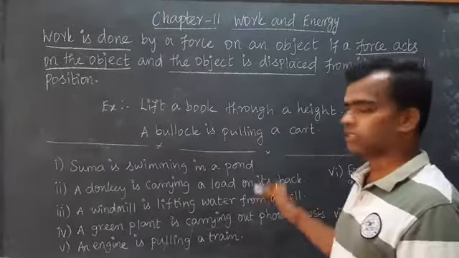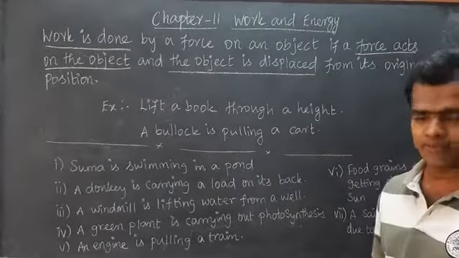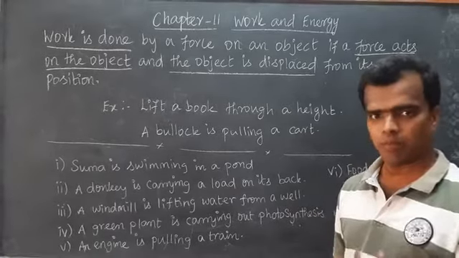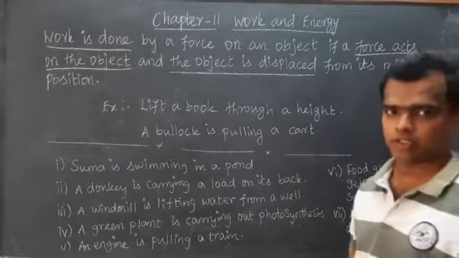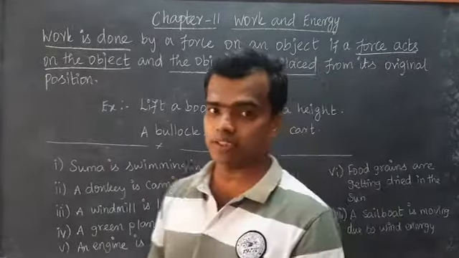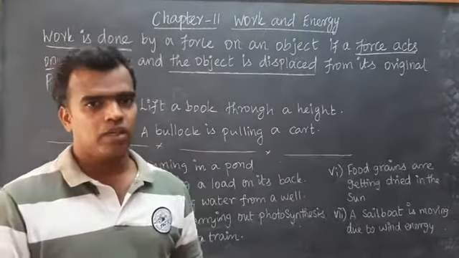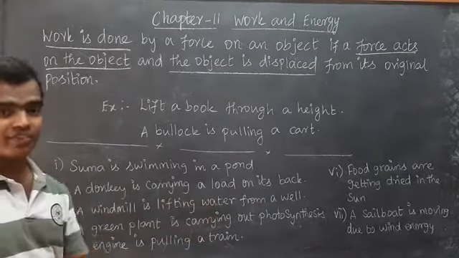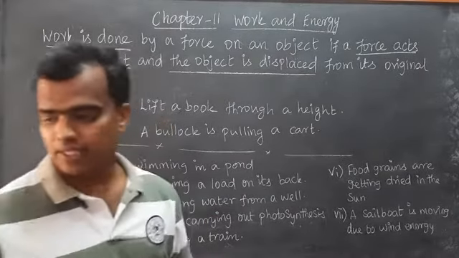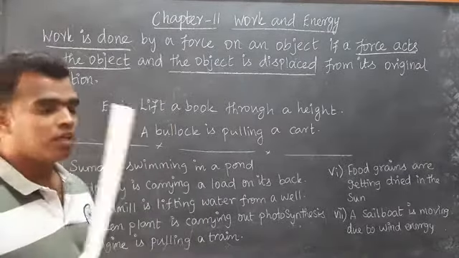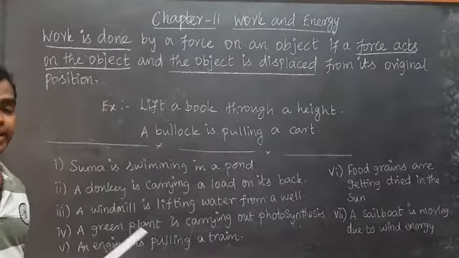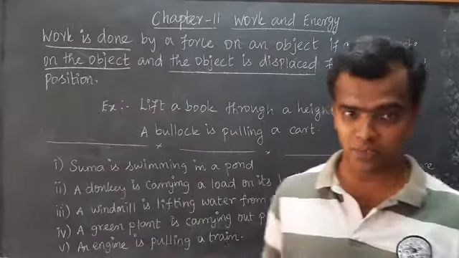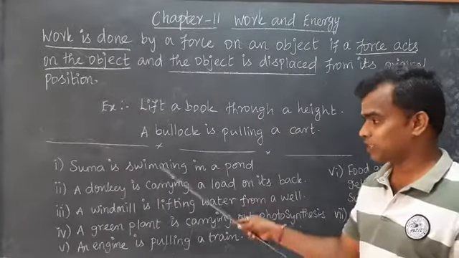Example: lifting your book through a height. The second example: a bullock is pulling a cart. These are all very good examples of work being done. And here I have written 7 different categories. You have to identify whether work is done or not. This is your first homework in this video.